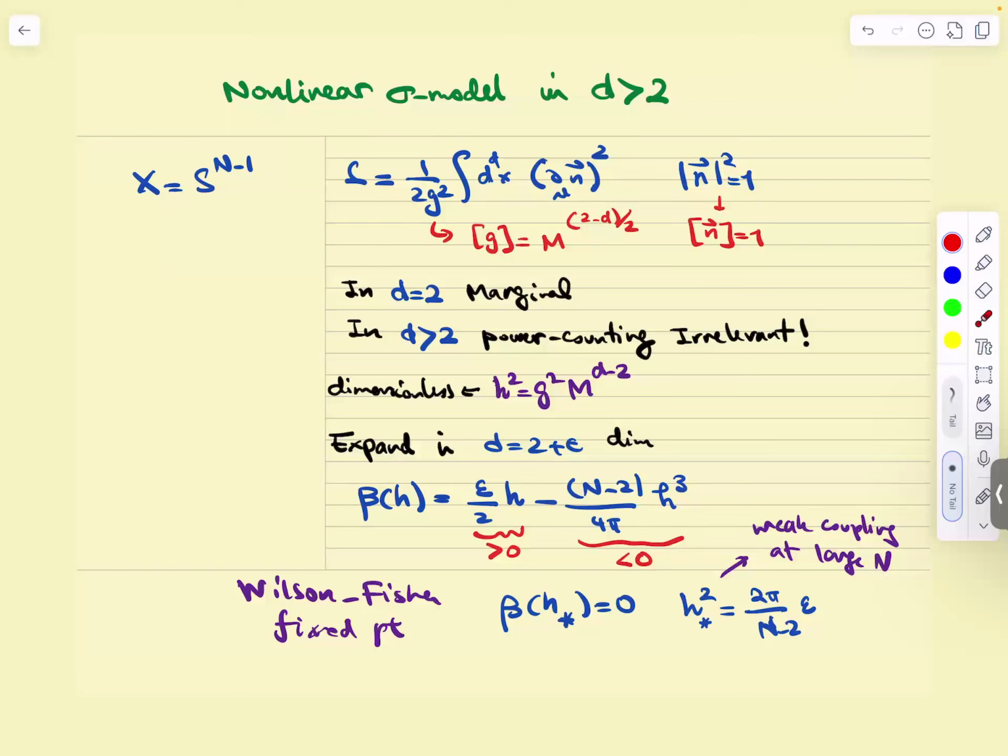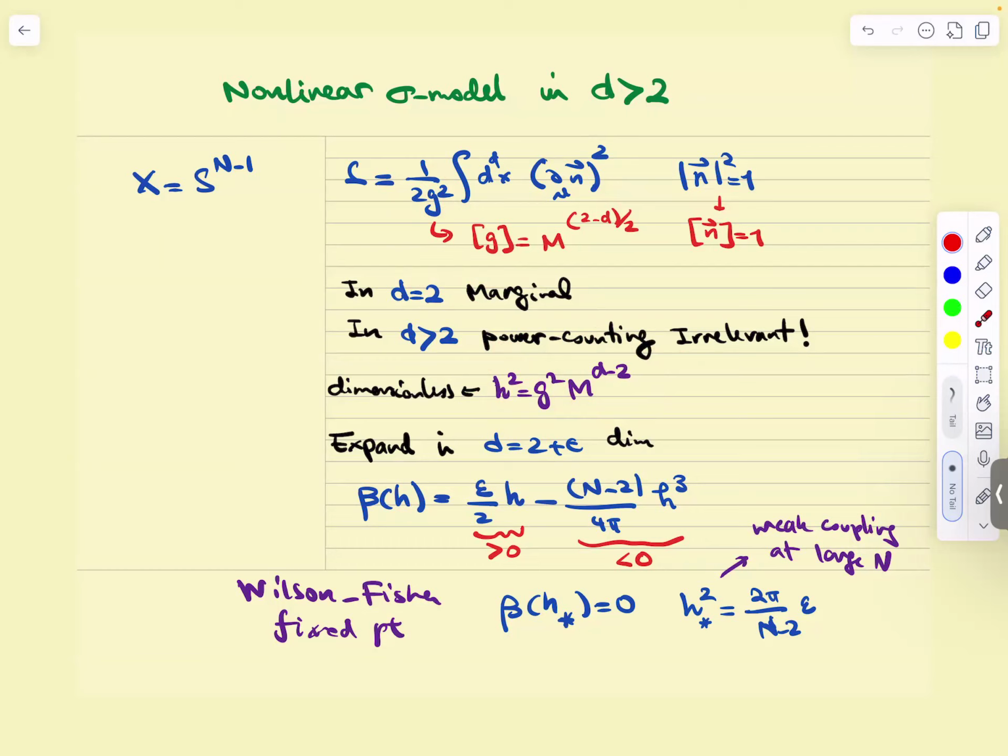So the first thing that you notice is that in D equal 2, this coupling was marginal. Now in D larger than 2, this is power counting irrelevant, right? So what you would do is, now this coupling is dimensionful, so you take the dimension out and write it in terms of a dimensionless coupling.